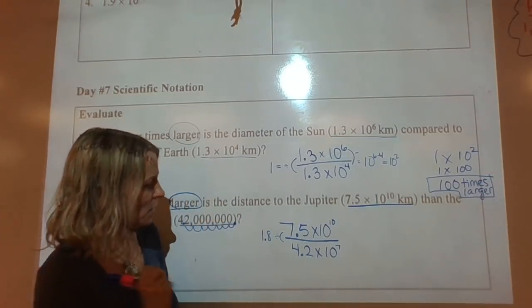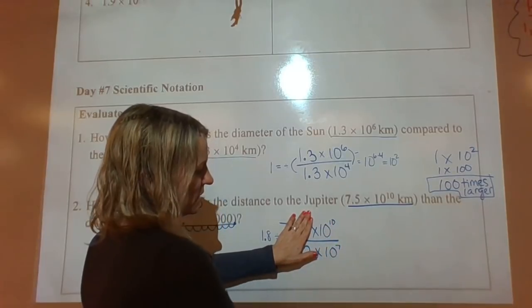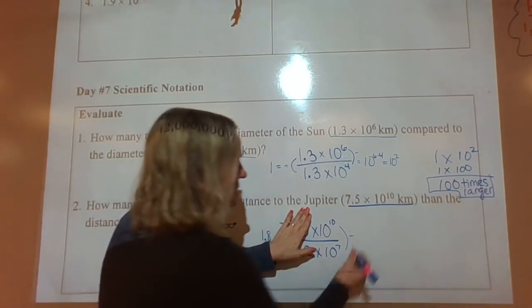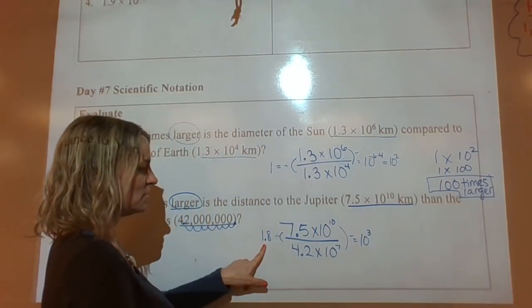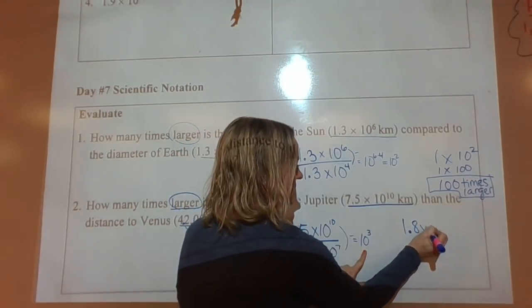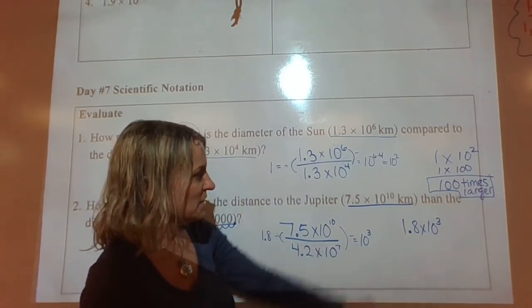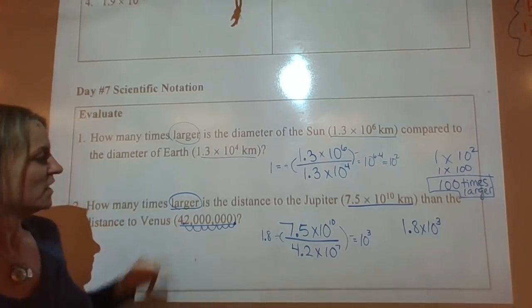Okay, and then over here, if I'm comparing my exponents, 10 to the 10th and 10 to the 7th, well, if I'm dividing them, that means I'm actually subtracting those exponents. So that would make 10 to the 3rd power. So then my answer is this and this together. So 1.8 times 10 to the 3rd power. Okay, so that's how many times bigger the distance to Jupiter is versus the distance to Venus.